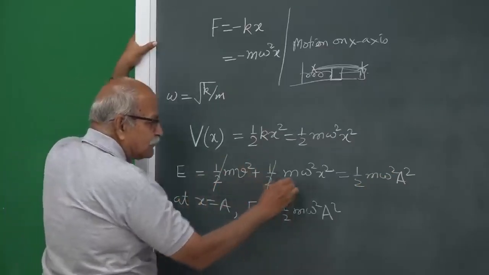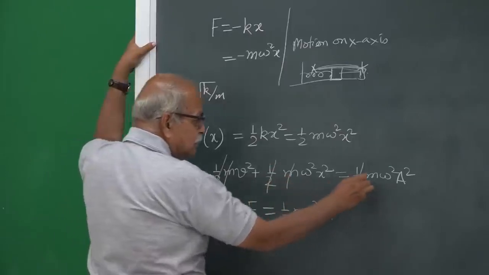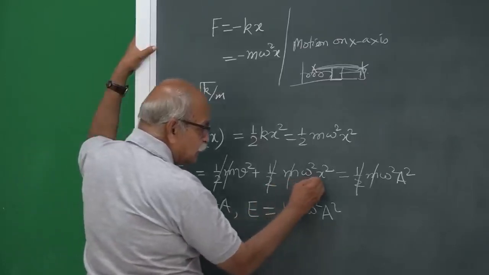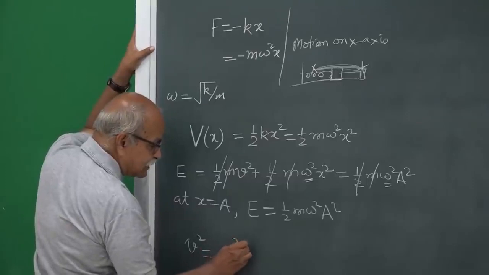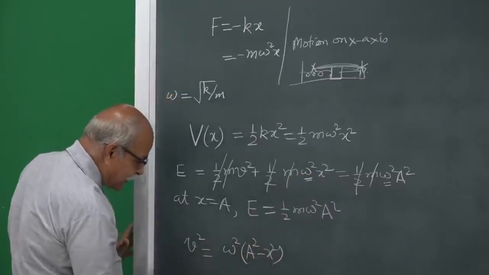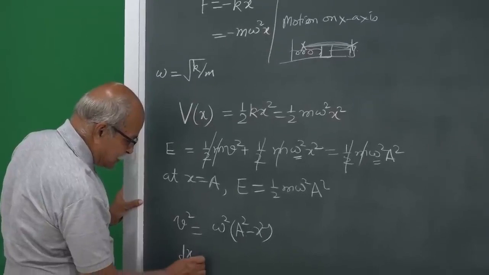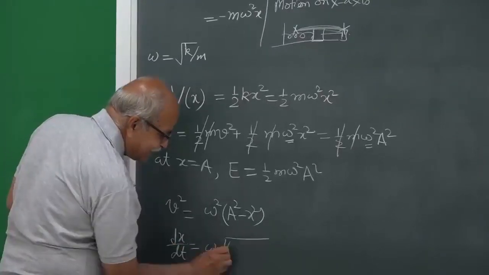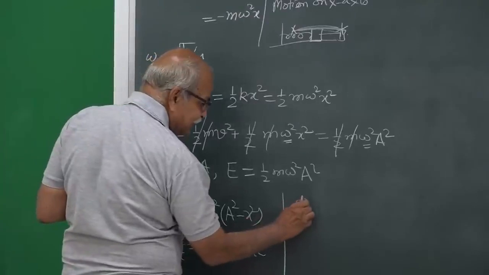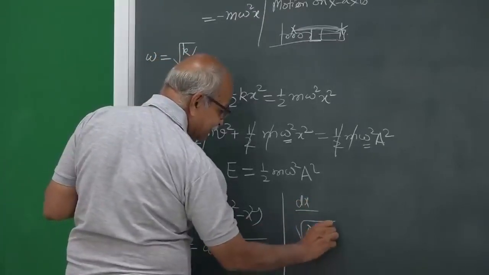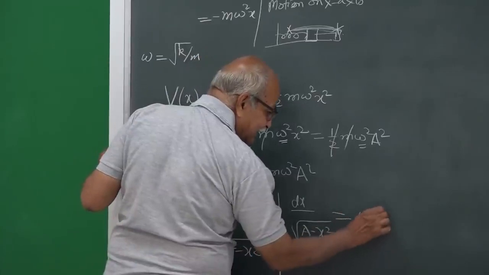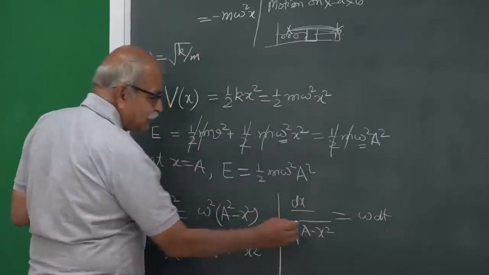So this half goes, half goes, m goes, and m goes. So you can write what is this v square. This v square is equal to omega square, and then you have A square minus x square. So, take the square root: dx dt is equal to omega times square root of A square minus x square, and now it is very simple. dx divided by square root of A square minus x square is equal to omega dt, and you can integrate it very easily, right? You can integrate it very easily.